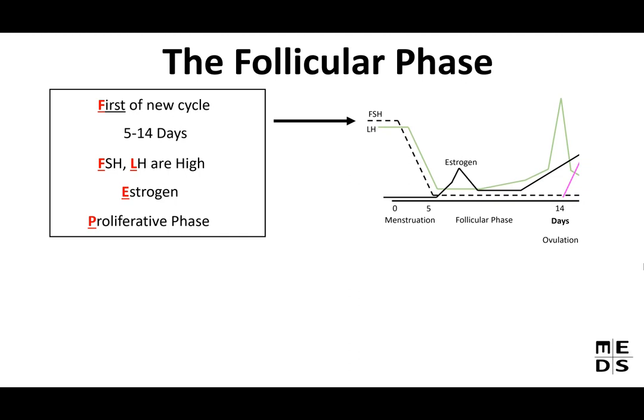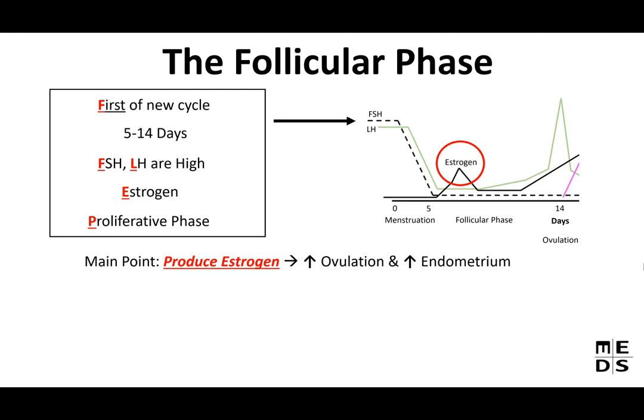So as you can see, I took the graph on the right and I cut it in half. We're talking about the first part, so it's going to be days 5 to 14. I'm essentially just going to give you a nice overview of what the follicular phase is all about. The main point is to produce estrogen.